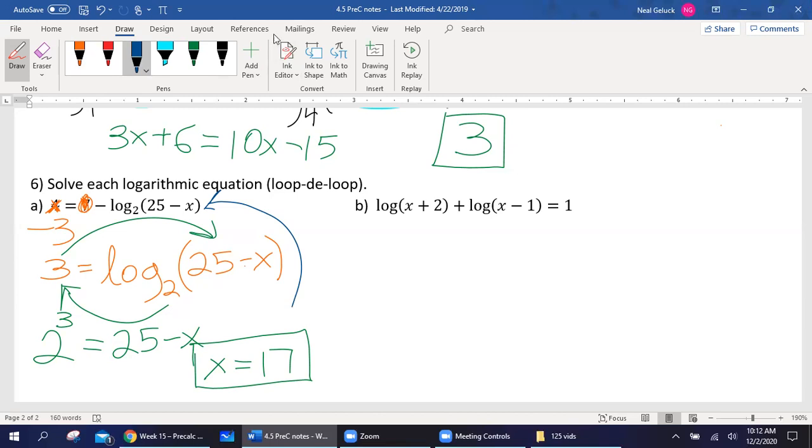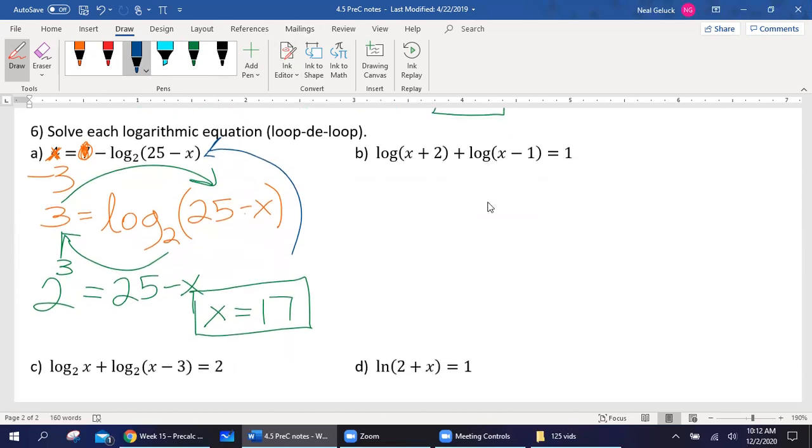We'll see something different here on letter B. I've got 2 logarithms that I'm adding, so I'm going to combine those using the product law. So if I multiply x plus 2 times x minus 1, if I FOIL that out, I'd have x squared plus x minus 2.